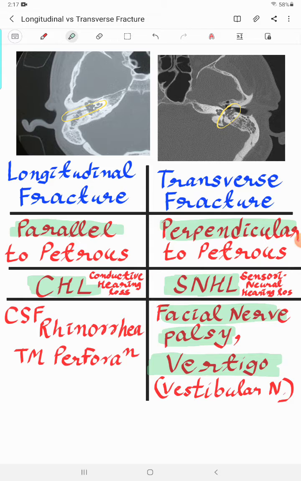And in longitudinal fracture, as I said, the external auditory canal and the middle ear get affected. So there is tympanic membrane perforation, and due to communication with the base of skull, there is CSF otorrhea, which means that CSF leaks out through the external auditory canal. So this was about transverse and longitudinal fractures of temporal bone.